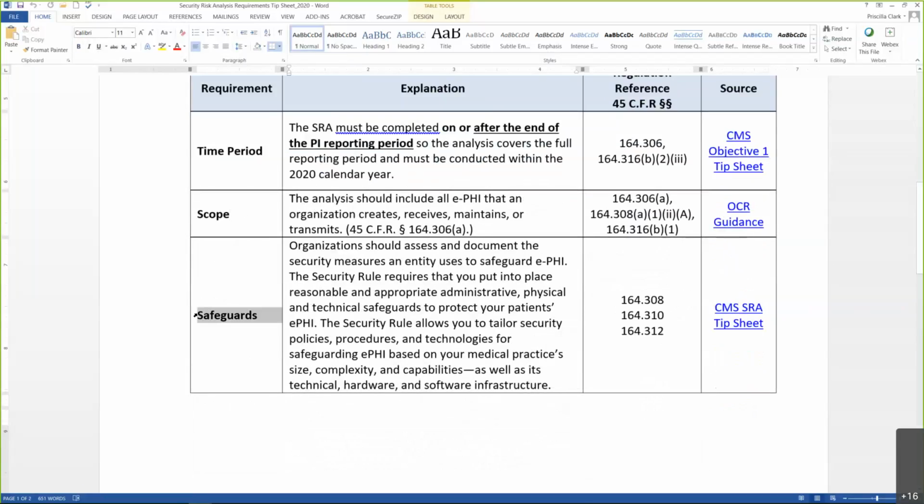The other requirement of the SRA is going to be the safeguards, and that's going to be the physical, administrative, and technical safeguards. Organizations should assess and document the security measures an entity uses to safeguard electronic PHI. The security rule requires that you put into place reasonable and appropriate administrative, physical, and technical safeguards to protect your patients' electronic PHI. The security rule allows you to tailor security policies, procedures, and technologies for safeguarding electronic PHI based on your medical practice's size, complexity, and capabilities, as well as its technical, hardware, and software infrastructure.